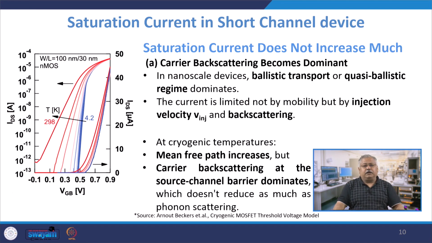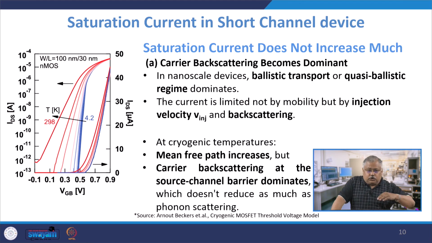At cryogenic temperature, obviously the mean free path increases, as already discussed with you, but the backscattering dominates at the source channel barrier region. So there are two things which play opposite. One is that the mean free path increases, and therefore I would expect my injection velocity to become large. At the same instant, my carrier backscattering increases, and therefore the velocity in the opposite direction increases, right, and that reduces the injection velocity to a larger extent.